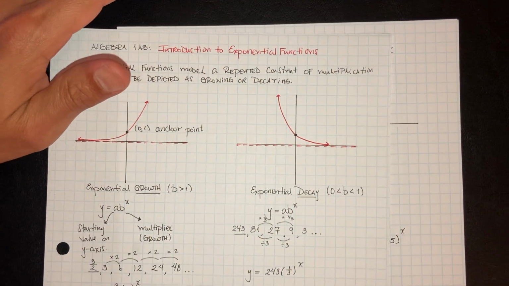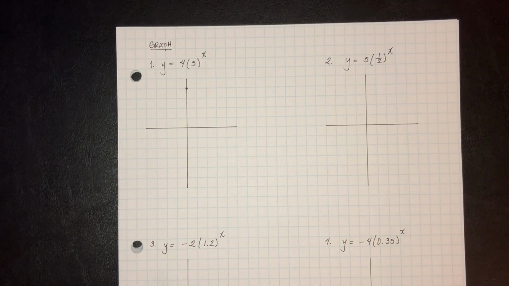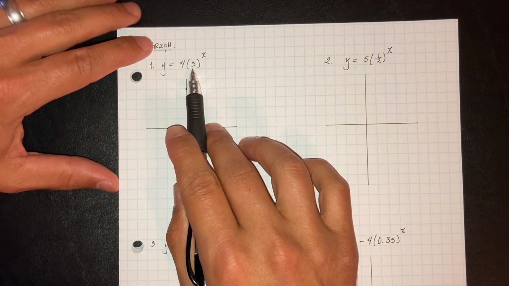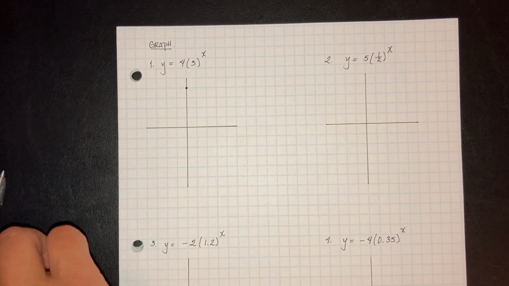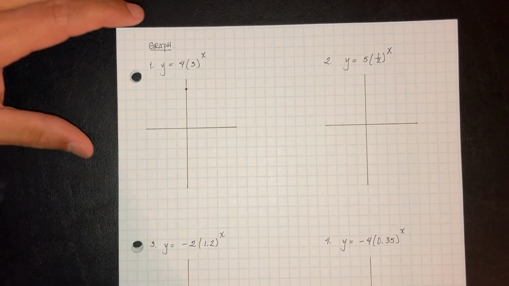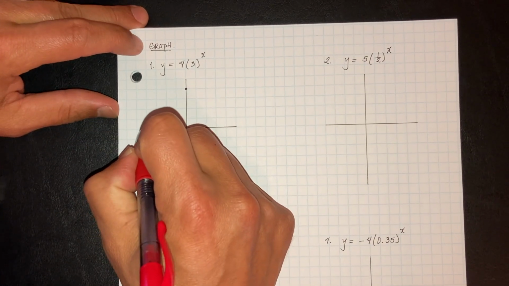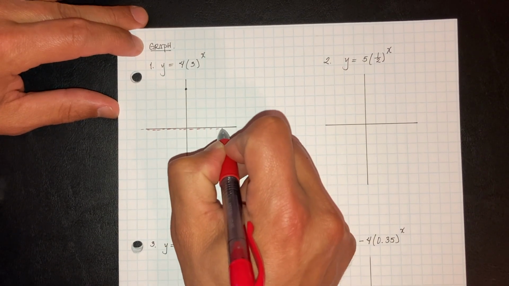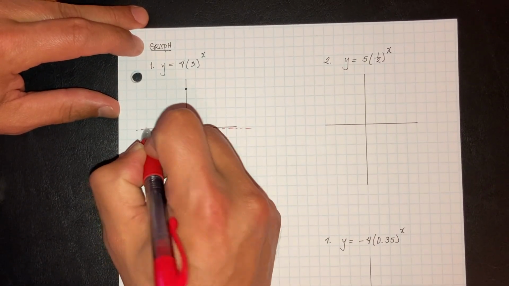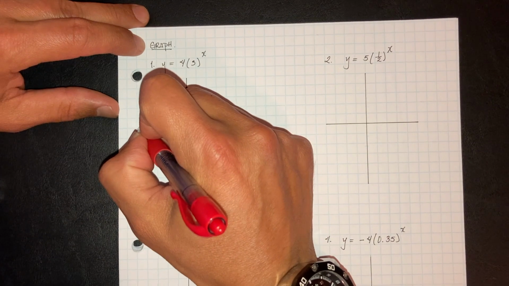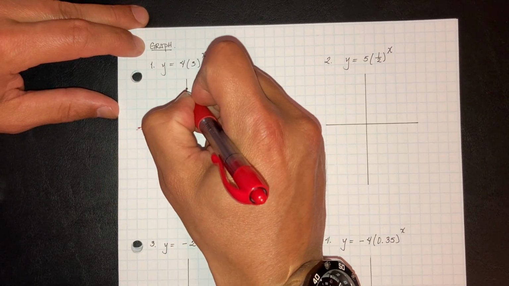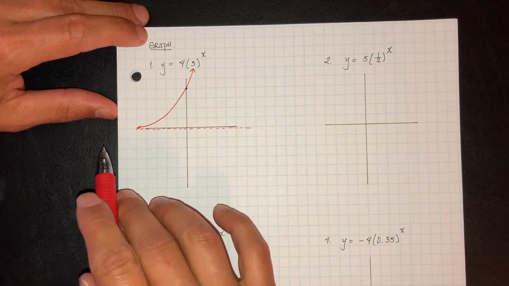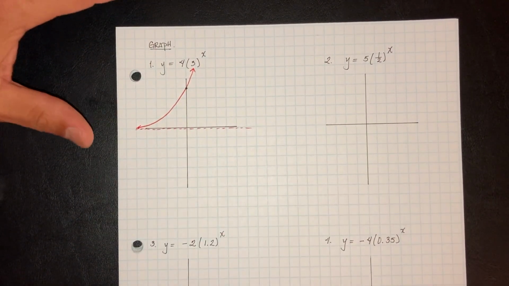Okay. So let's go ahead and see if we can graph it. So this is bigger than 1. Okay. So this is going to be growth. Now remember, we have a horizontal asymptote right here, and then it's going to look like this, passing right through that point, and it's going to be very steep, and that's it.